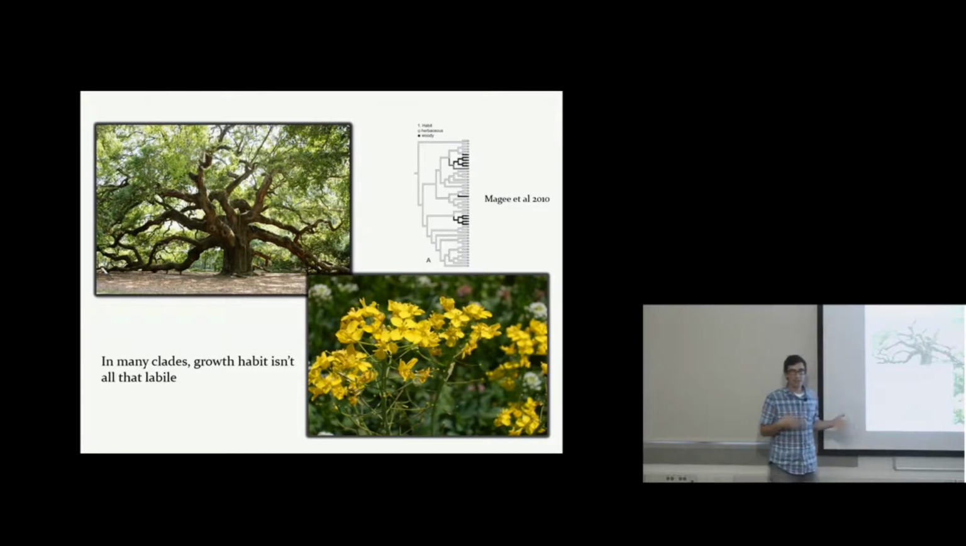A couple that come to my mind are the oaks, the Fagaceae. It's a group of woody plants, and all the species in existence today are woody, and it seems like their entire history they've been woody. Then you have groups like the Brassicaceae, or the mustards. They have had a history of being predominantly herbaceous. So while we see clades like Asteraceae as being highly labile, there are also a lot of groups where we don't see that many changes in growth habit.